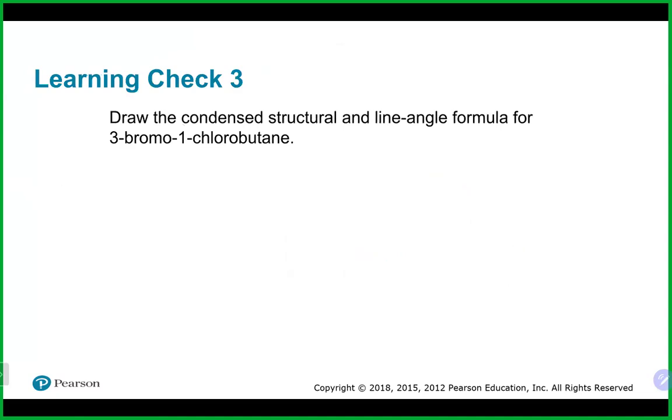All right. So why don't you draw this one? Why don't you draw the formula for 3-bromo, 1-chlorobutane. Why don't you also draw, let's do propyl.